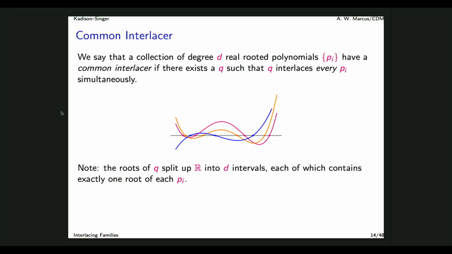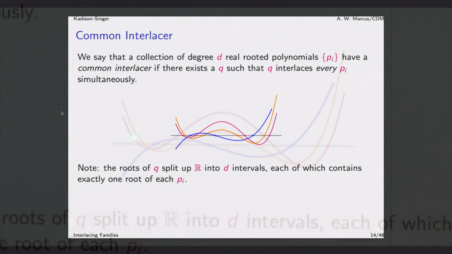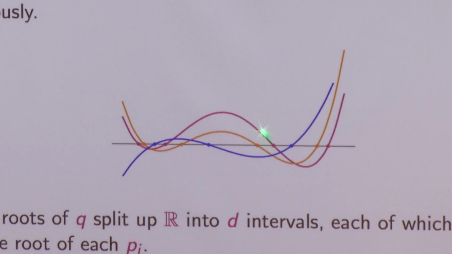We say that a collection of degree D polynomials has a common interlacer if there exists a Q such that Q interlaces every Pi simultaneously. So here the blue is interlacing both the pink and the orange, but you'll notice the pink and the orange themselves don't interlace. Right? The orange has two roots close to each other, closer than the pink does, but blue still separates those roots from each other.